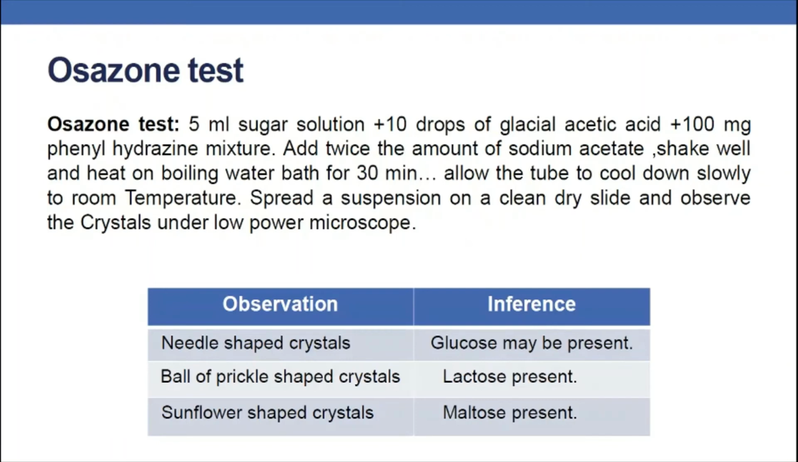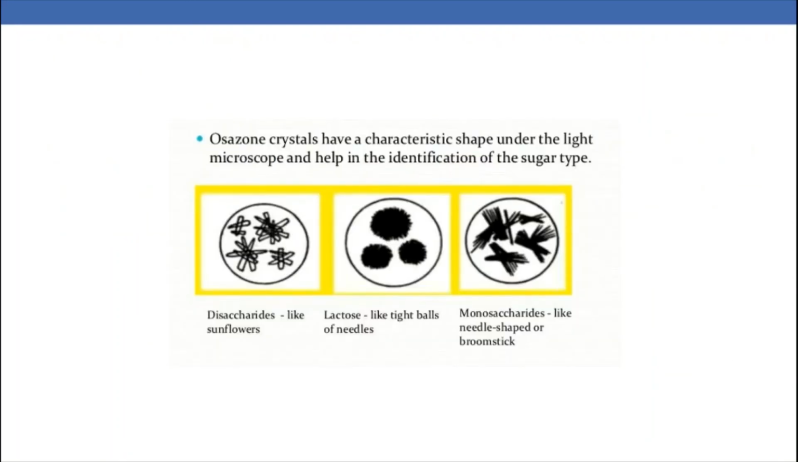So if we obtain needle shaped crystals, then a monosaccharide like glucose can be present, or if we obtain ball of prickle shaped crystals, it means lactose is present, and if we are getting sunflower shaped crystals, it means maltose is present. So in the Osazone test, we are getting these different types of crystals: disaccharides like maltose as sunflower shaped, lactose as ball of prickle shape, and monosaccharides as needle shaped crystals.